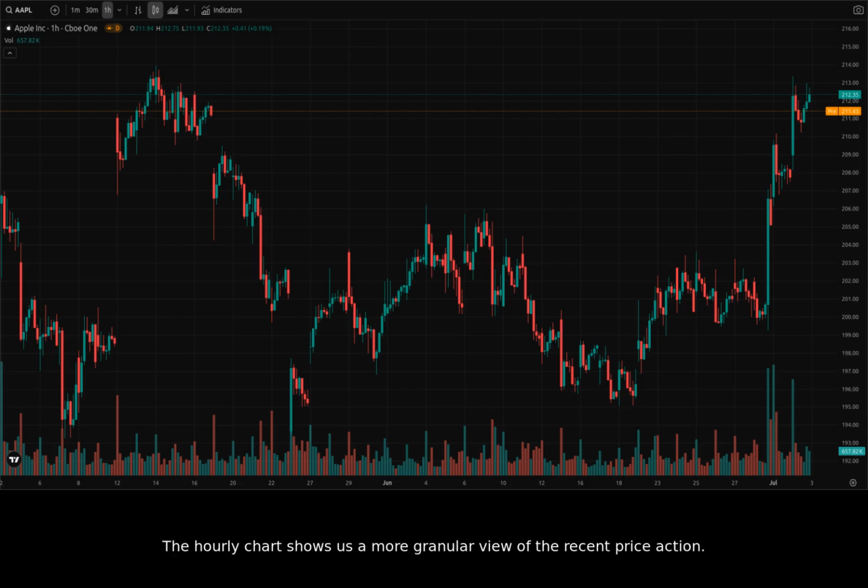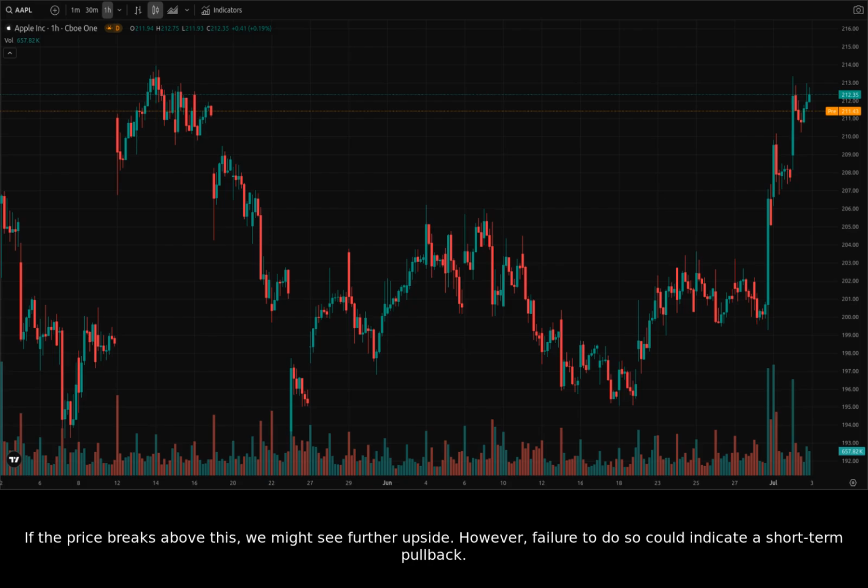The hourly chart shows us a more granular view of the recent price action. Let's look at the recent time frame and note some resistance levels. There is a notable resistance around the $208 to $210 level. If the price breaks above this, we might see further upside. However, failure to do so could indicate a short-term pullback.